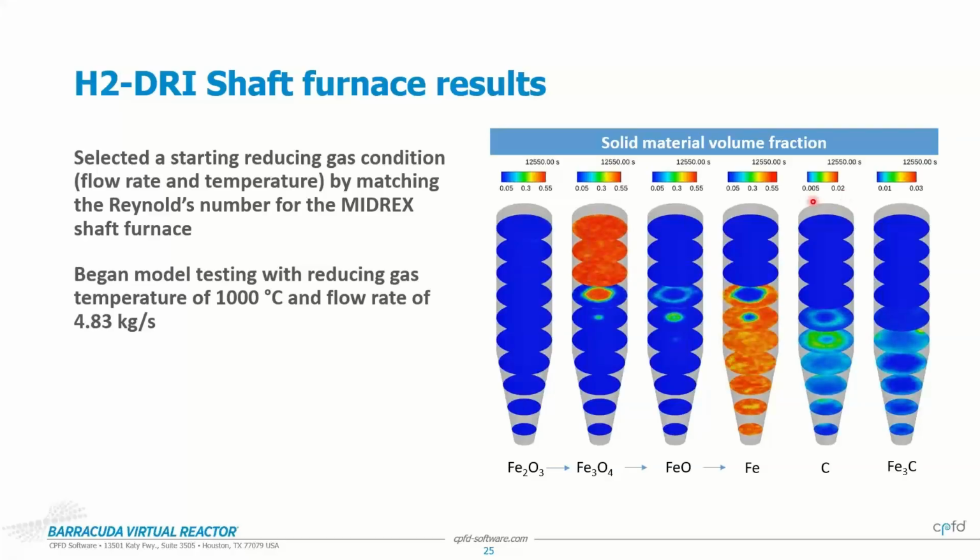This view shows slices in the z-plane of the volume fraction of solids in the shaft furnace over time. So you can see here, similar to what we observed in the Midrex case, there is preferential motion of these solids through the center of the vessel. These solids travel down through the center of this bed as they undergo the reduction.